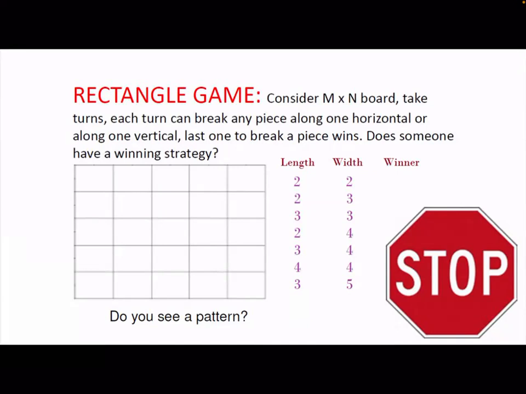How many opening moves are there in tic-tac-toe? 9, and how many responses? 8, so there's 72 possible first two moves in tic-tac-toe. But if I rephrase the question up to symmetry, how many opening moves are there? 3, the four corners are all equivalent. The four middles are all equivalent, and then there's the center.